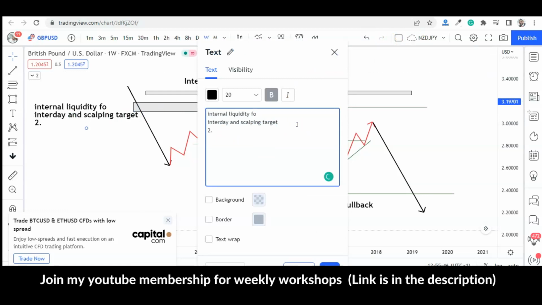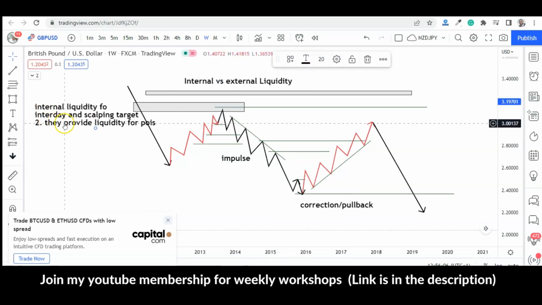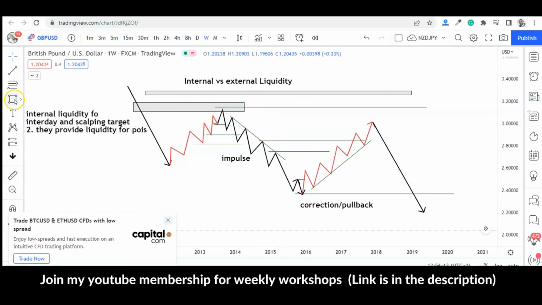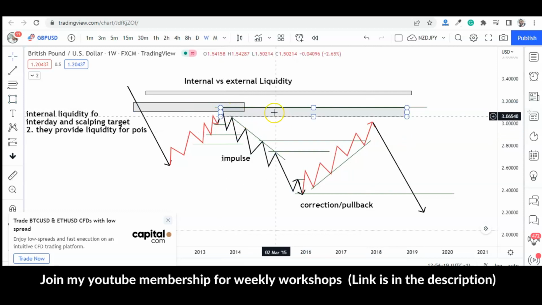Number two, I'm just going to share two. This is the first one. The number two here, they provide liquidity for the point of interest. Now, when you see liquidity before any point of interest, for example, that point of interest should be considered a high probability point of interest.